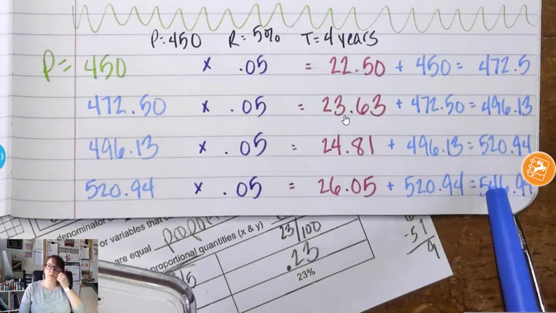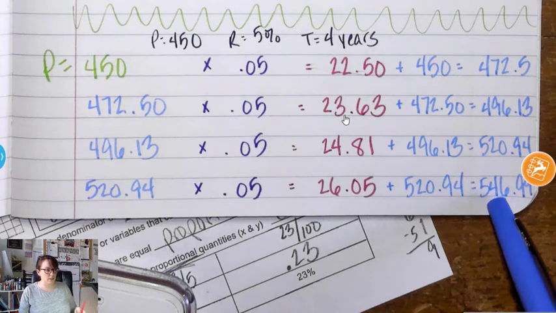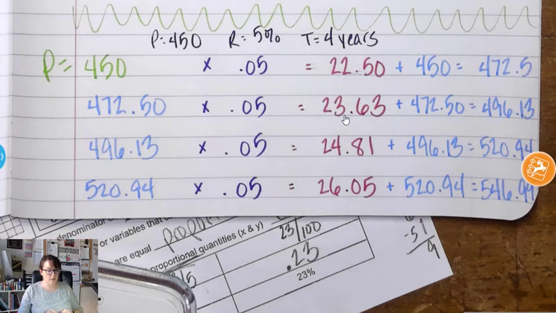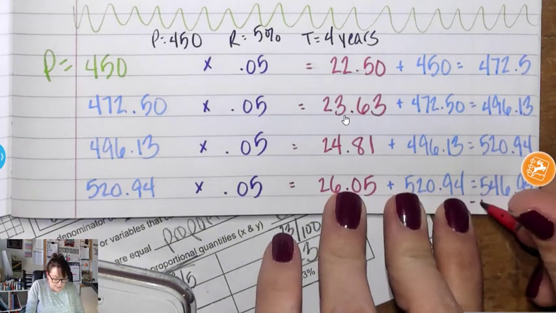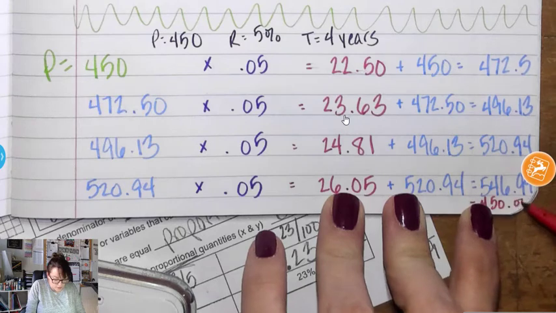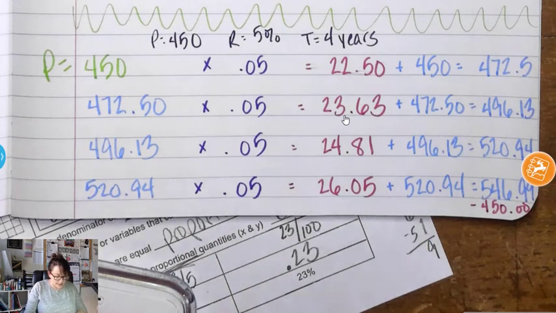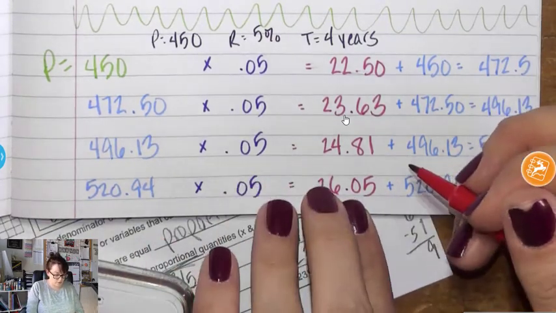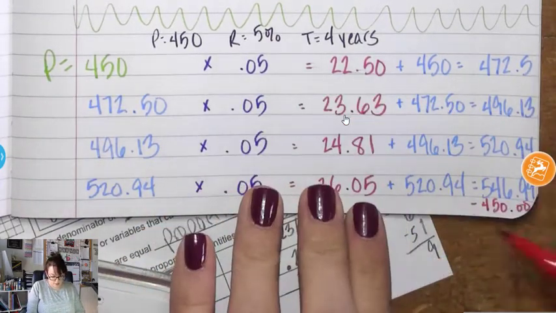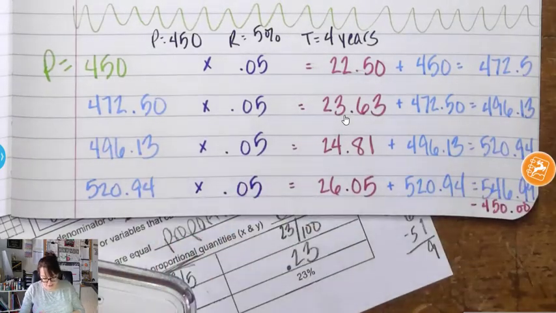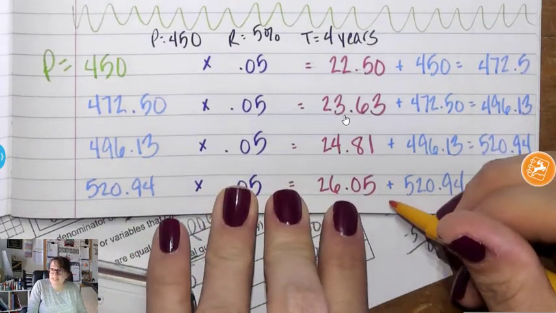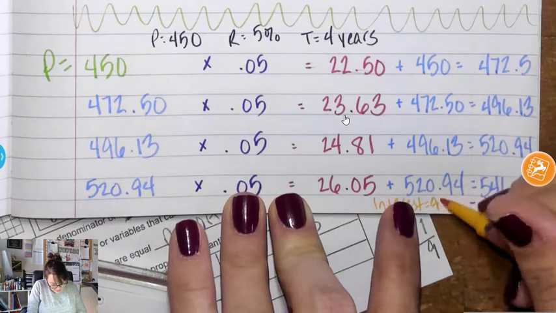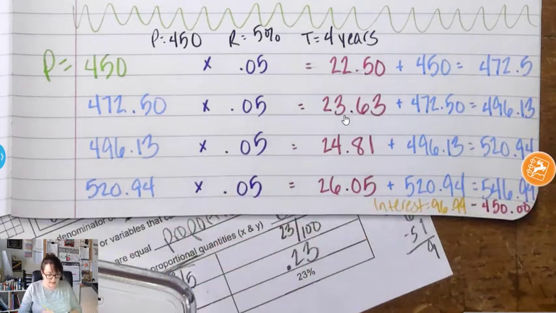This is how much money total he has at the end of 4 years. When he started, how much money did he have? 450. So if I take out what he started with, minus 450, he got $96.98 from the bank, or $96.99. So his interest, I'm out of space, his interest is $96.99. That's the money he got from the bank.